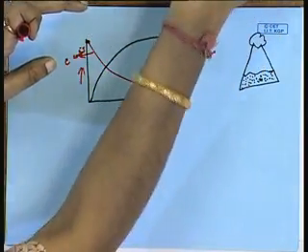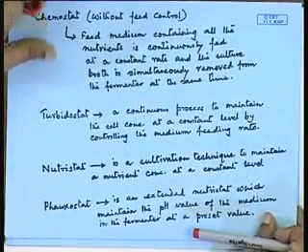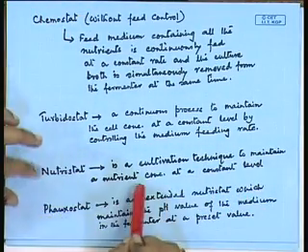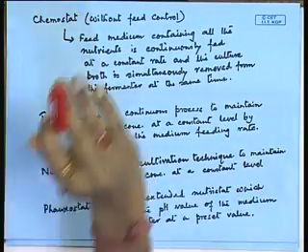Now, in case of nutristat, it is a cultivation technique to maintain the nutrient concentration at a constant level inside the reactor, so that there will not be any crisis of nutrient and cells will be proliferating, cells will be doing their normal activities.